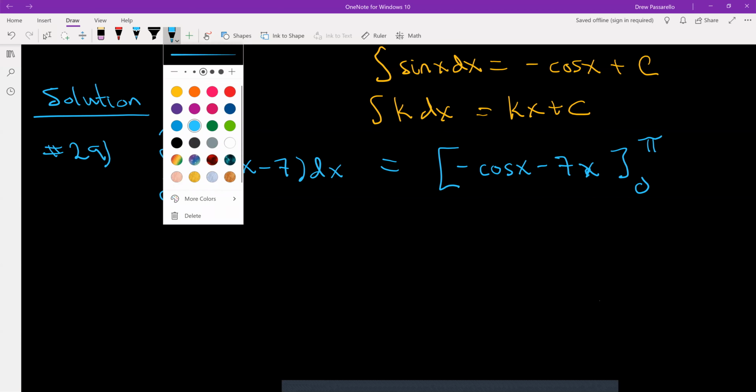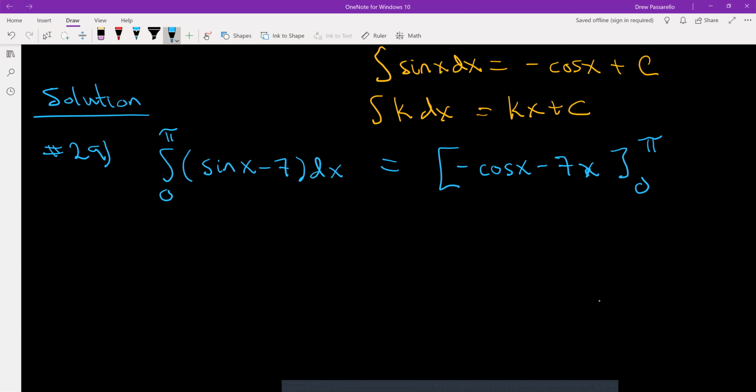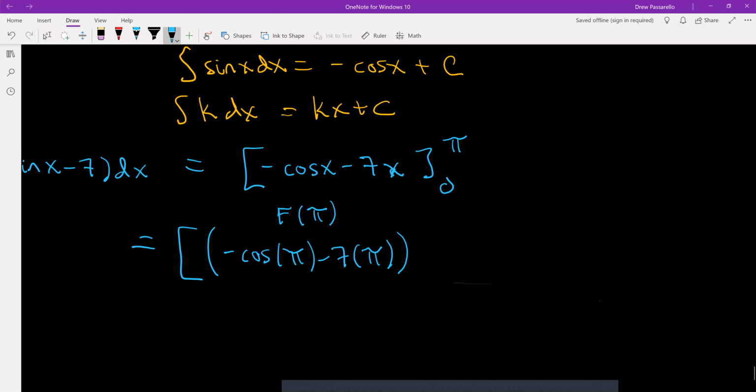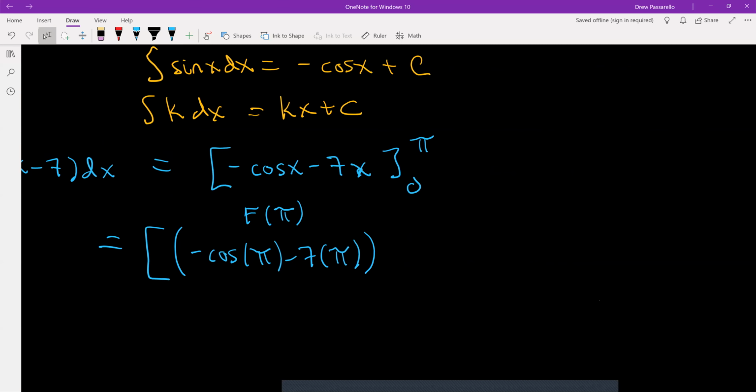So now I'm going to apply the fundamental theorem. And so I'll have minus cosine of pi, and then minus 7 times pi. That's the F of b part, or the F of pi. Then I subtract out the antiderivative with the lower bound 0. So it's negative cosine of 0, and then minus 7 times 0.